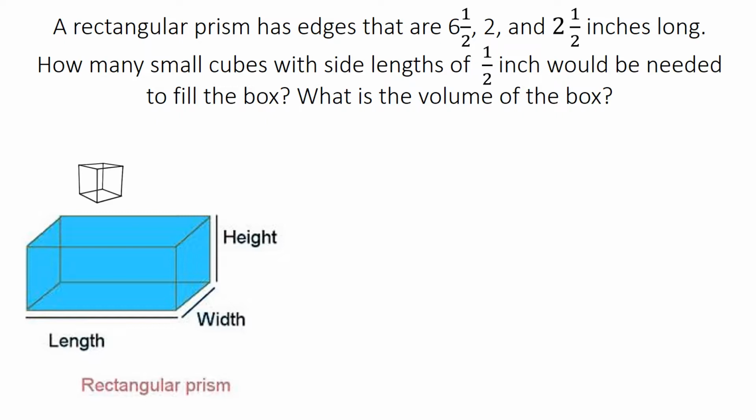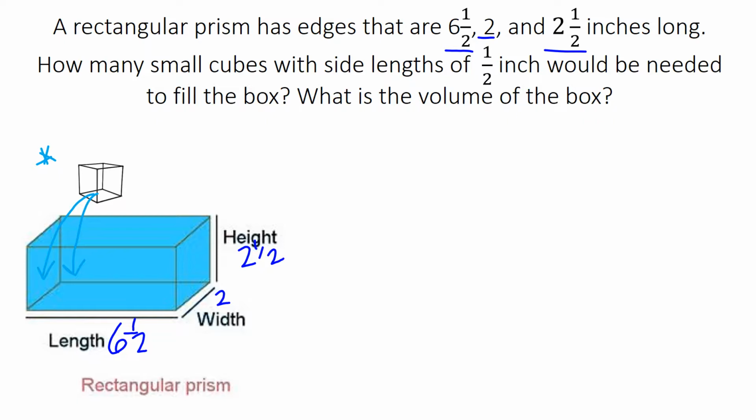And let's fill in what we know. It says a rectangular prism has edges that are 6.5, 2, and 2.5 inches long. When I look at my picture below, I can see that 6.5 is my length, my width is 2, and my height is 2.5 inches long. Now it asks how many small cubes, so we're looking at the small cube, how many of these can I fit in and start lining up in my box?